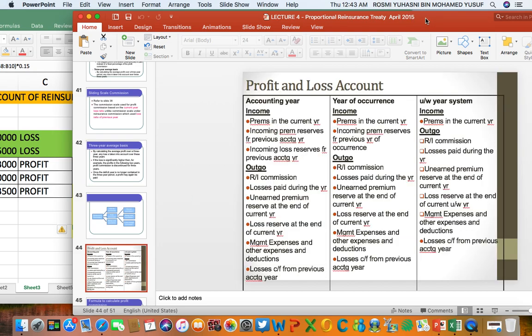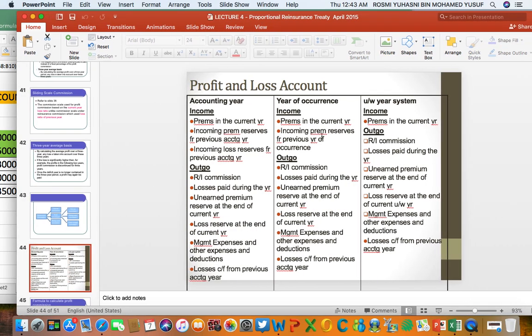So what is this? If you can recall from my last video, I mentioned that when there is a profit commission, there is a different system to calculate profit. So this is a profit and loss account of the reinsurer. For the accounting year treaty system, these are the items under income and these are the items under expenses. And for year of occurrence, there are different items under income and different items under expenses.